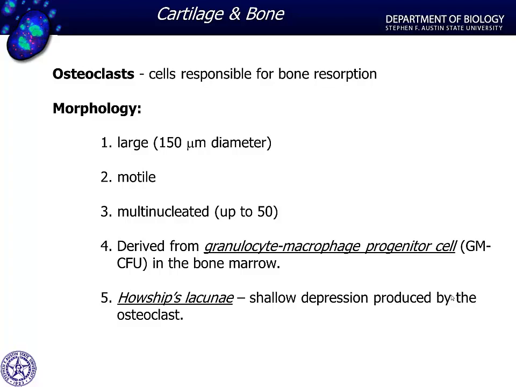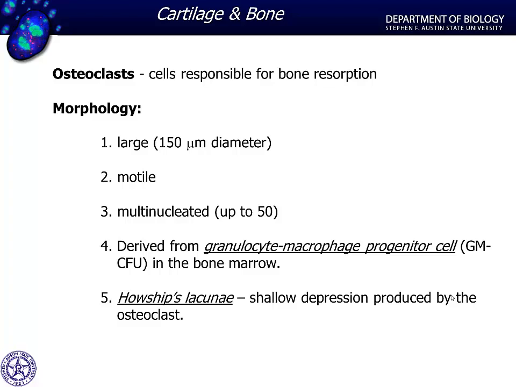Now, osteoclasts are extremely easy to distinguish from the other cells in the bone. They're going to be extremely large, 150 microns in diameter. To give you a frame of reference, a red blood cell is about 8 microns in diameter. But not only that, osteoclasts are going to be multinucleated. Now, we're not talking about binucleated, like we saw in our transitional epithelium, but maybe up to 50 nuclei present in here.